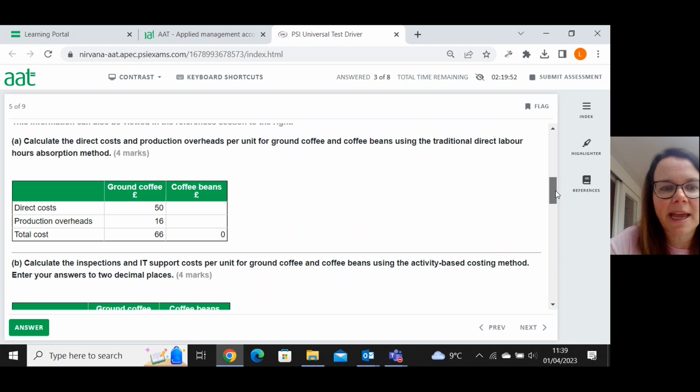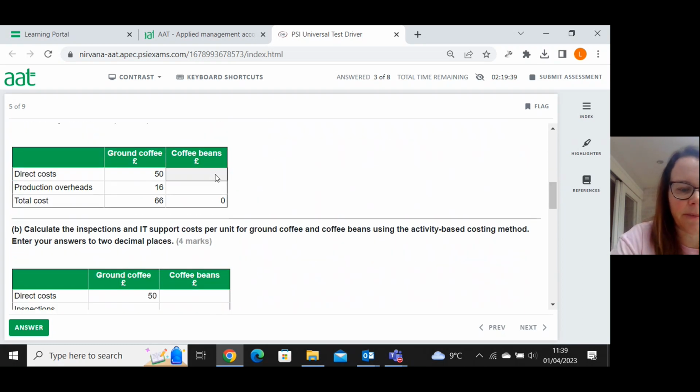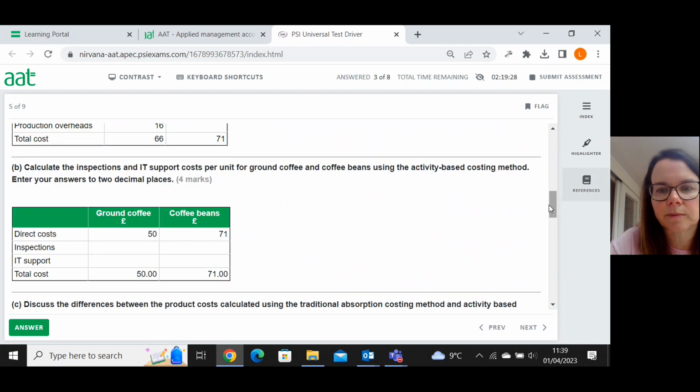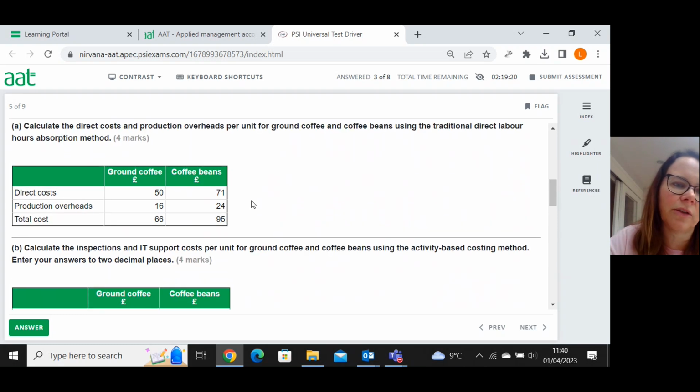And then we do the same for coffee beans. So we've got £11 of materials. We've got 6 times £10, which is 60. So add 60 to 11 gives me £71. Production overhead, remember it's £4 per hour. So 4 times 6 is 24. So that is the end of part A. I've worked out it costs £66 to make ground coffee per unit and £95 for coffee beans per unit.